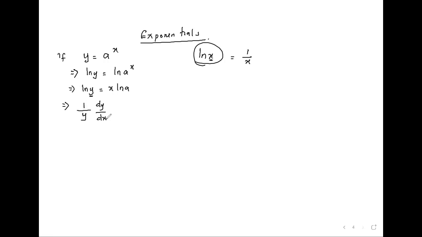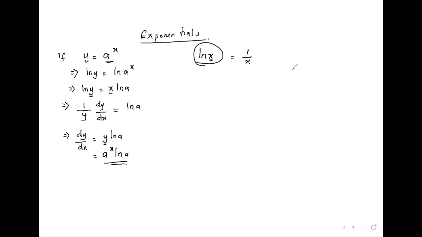And then on the right you differentiate x, you get 1 multiplied by its coefficient, ln a. Remember we are solving for dy dx. So we have dy dx is equal to y times ln a, we get y ln a. But what is y? Well, y is a^x. So this means we are multiplying a^x by the ln of a.